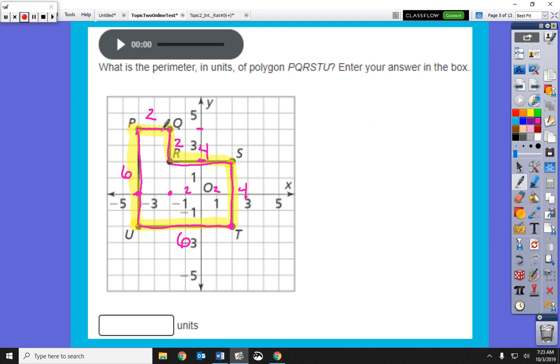I now have every single side labeled with a length. I have 2 6s, 2 4s, and 2 2s. Let's just double check. How many sides does this shape have? 1, 2, 3, 4, 5, and 6. Meaning I should have 6 numbers to add together. 1, 2, 3, 4, 5, and 6. Excellent. Now I'll just add. I always like to make 10, it makes it a little easier. 6 and 4 is 10. 6 and 4 is 10. 10 and 10 gives me 20. 22, 24. So this has a perimeter of 24 units.